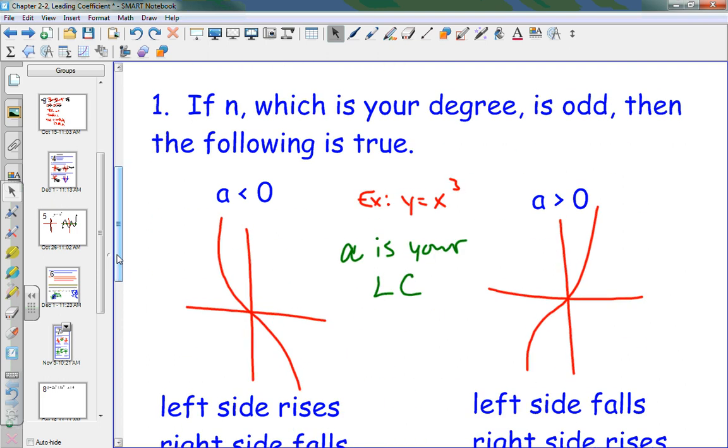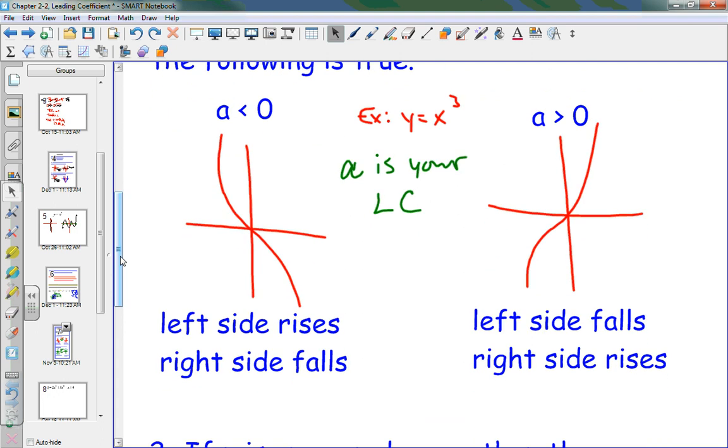All right, if n is your degree and n is odd, then we know it's going to look like the function x cubed, correct? Well, we need to think about what a is. A is your leading coefficient. So if a is less than 0, it's going to look like the reflected x cubed function, correct? Because this is what y equals negative x cubed looks like. So if a is less than 0, it's going to fall to the right and rise to the left. Do we see that? The left hand is increasing while the right hand is decreasing. Do we understand that, yes or no?